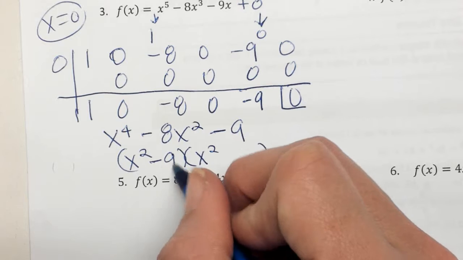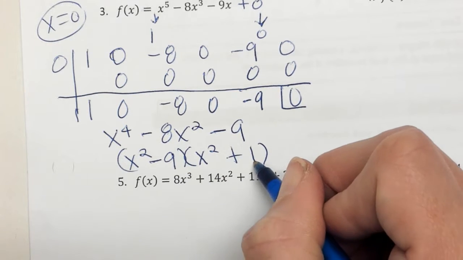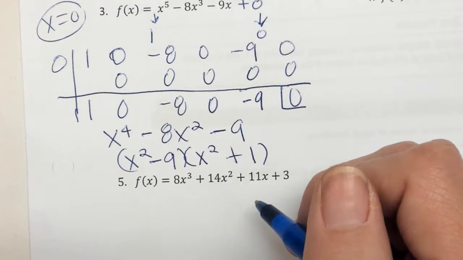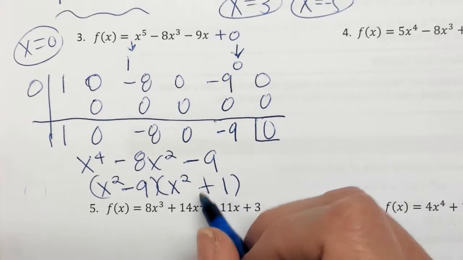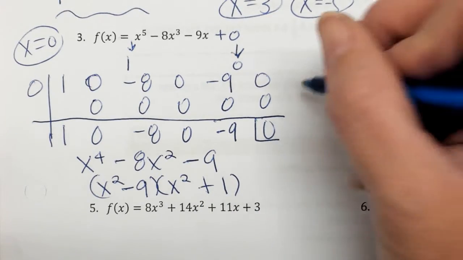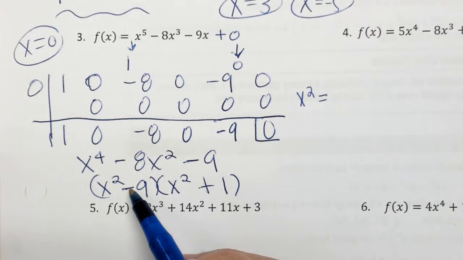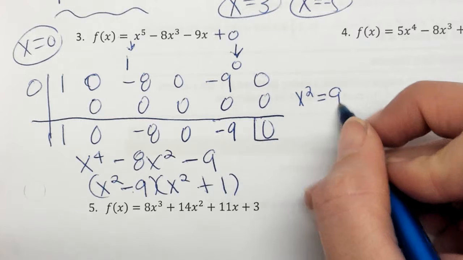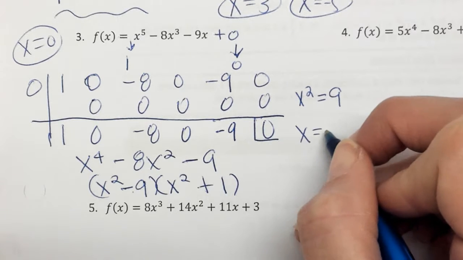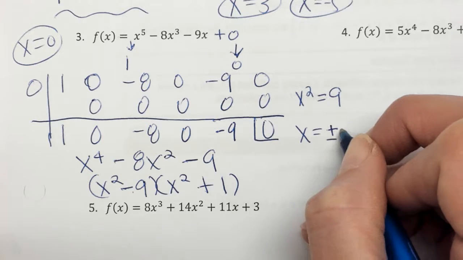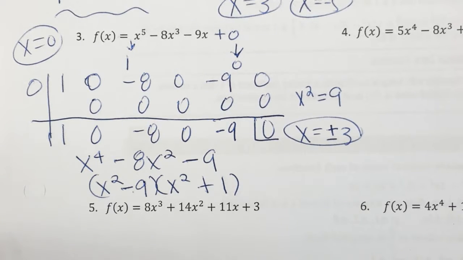Very good. Everybody see where you got those numbers from? They multiply to get -9, add to get -8. Now we just have to set these equal to what? Good. So we got x squared equals, what would I get if I move this over? 9. So x equals what here? 3, or yes, plus or minus 3.